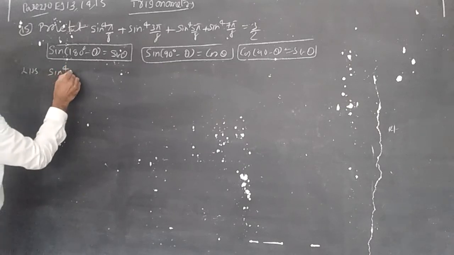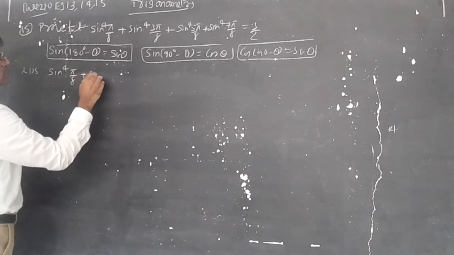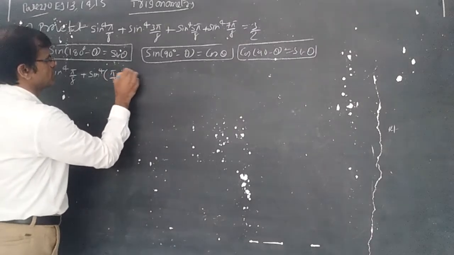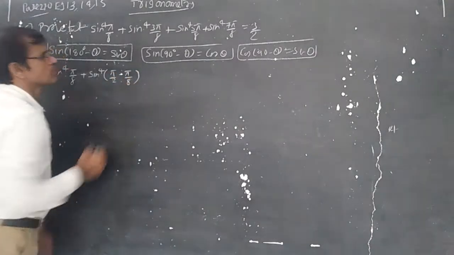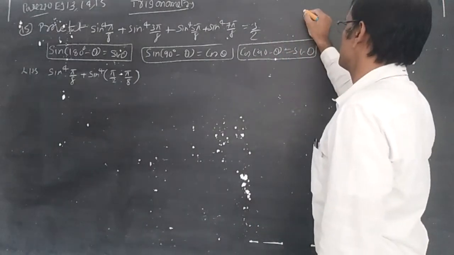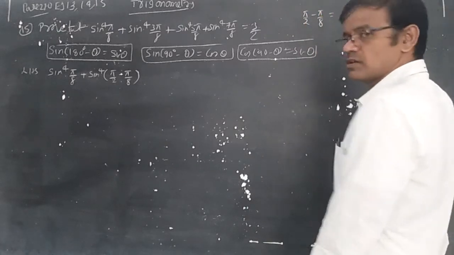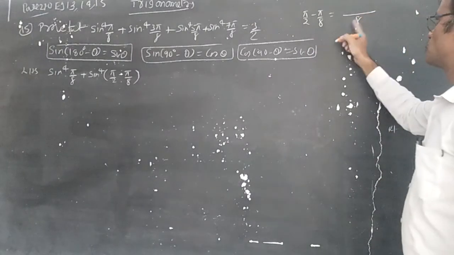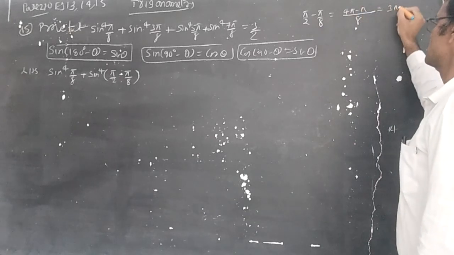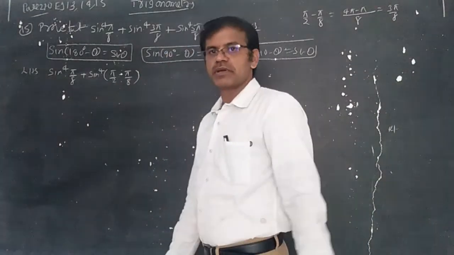Sin power 4 pi by 8 plus, this can be written as sin power 4 of pi by 2 minus pi by 8. Here, rough work: pi by 2 minus pi by 8 becomes, take LCM 8. 2 will be dividing 4 times, so 4 pi minus pi, so 3 pi by 8. So 3 pi by 8 is converted as pi by 2 minus pi by 8.